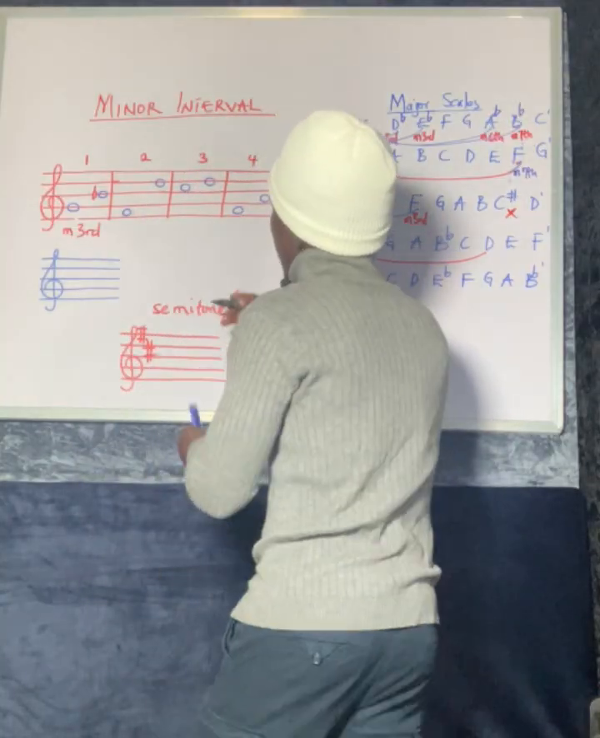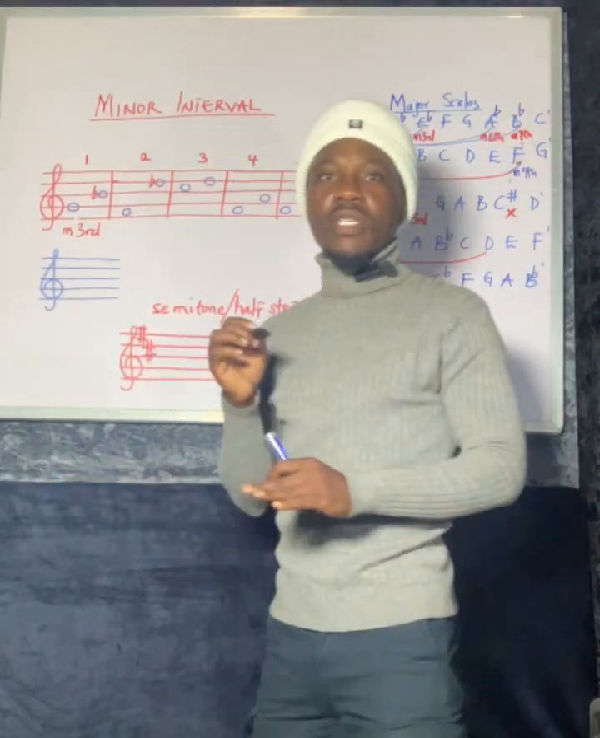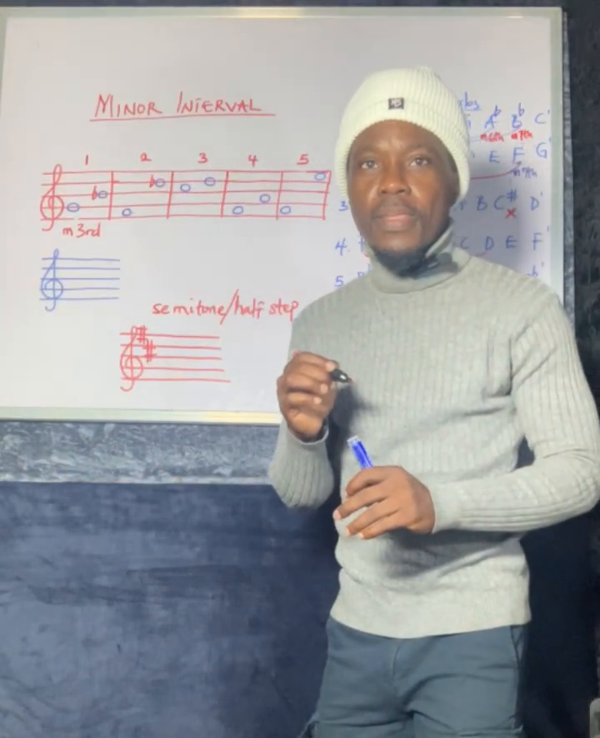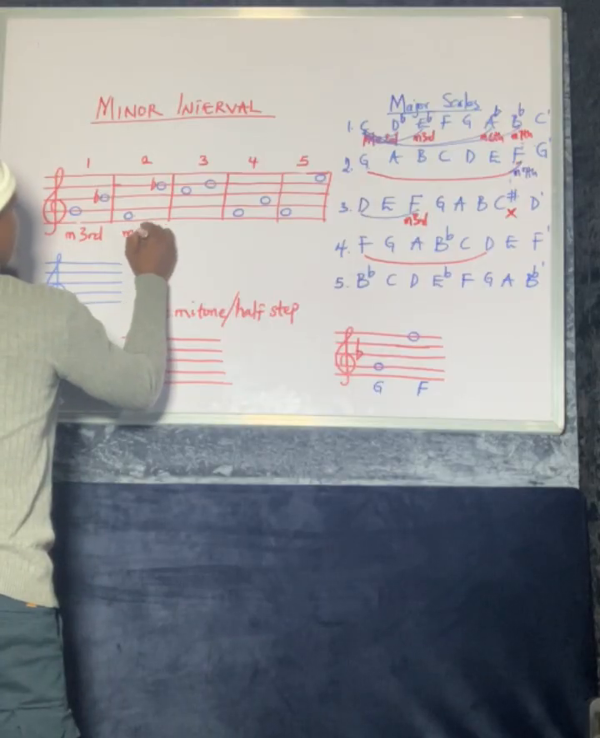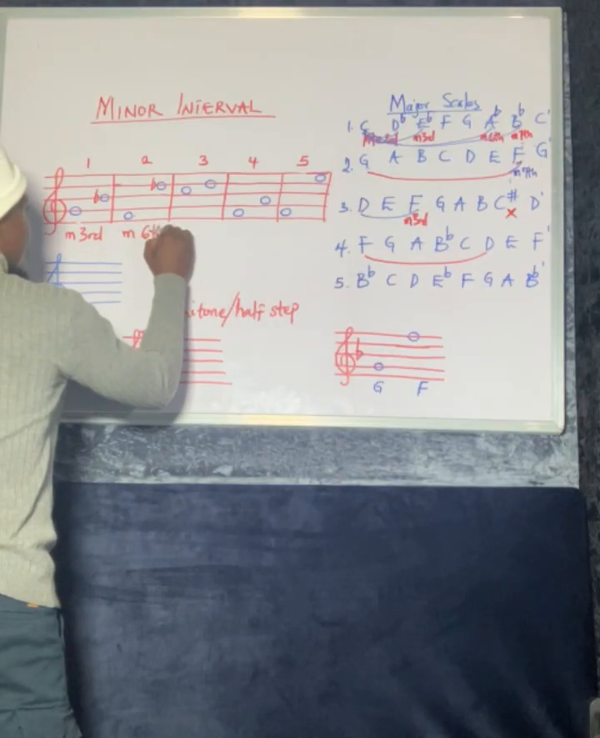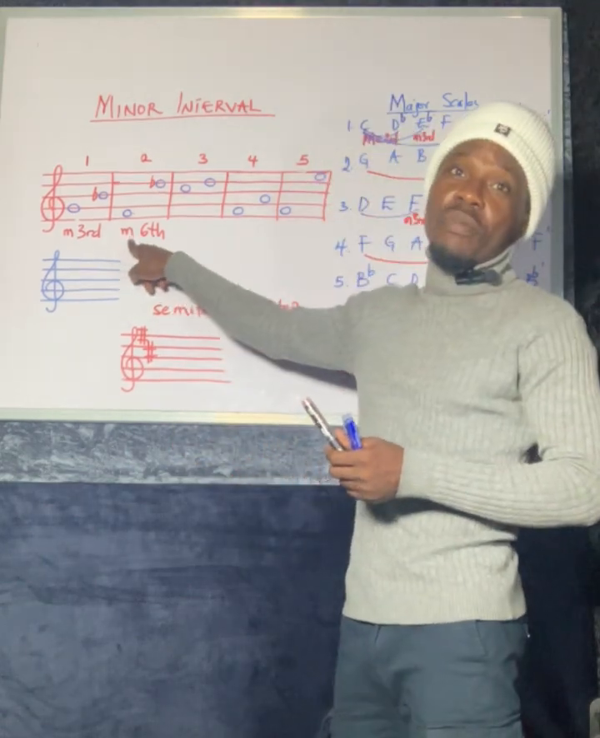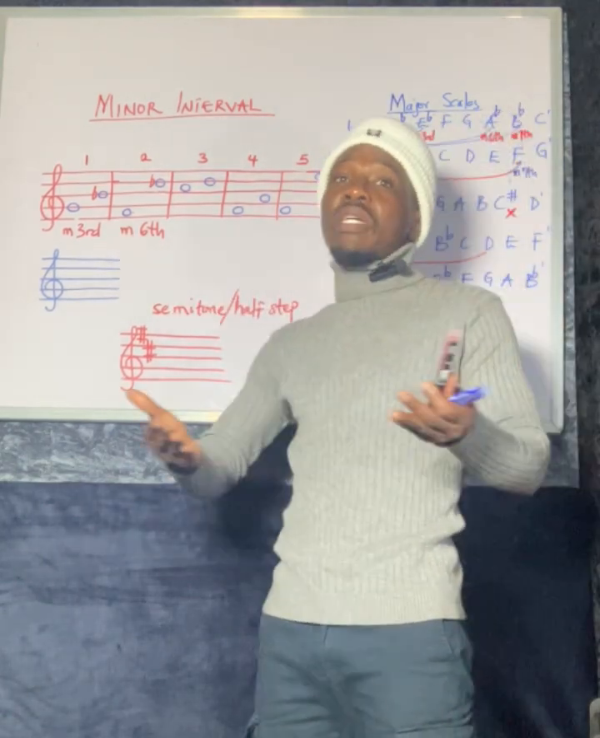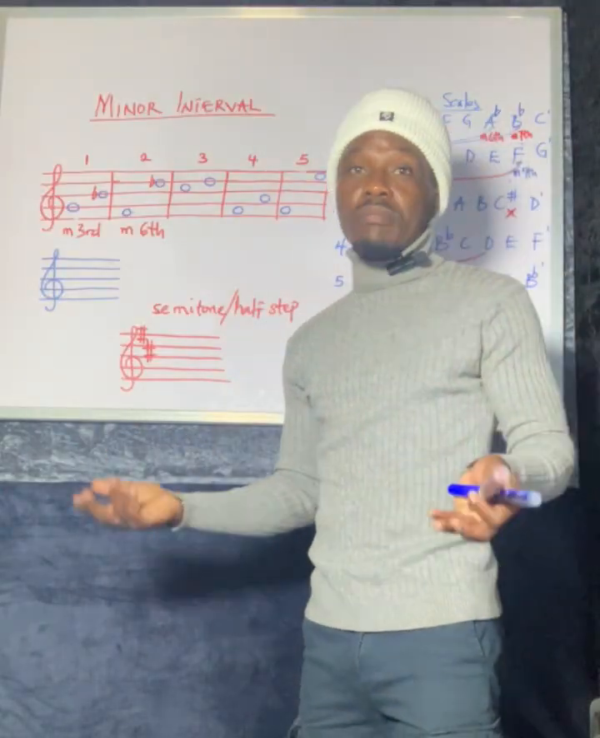But here I reduce this D, it becomes D flat. So that becomes what? A minor sixth. Minor sixth. See, we use the lowercase m for minor. Or you can write your minor in full. You can just write MIN as minor.